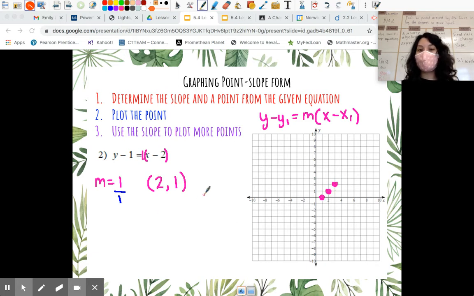And another thing I failed to mention in the previous example is to look at the sign of your slope. I have a positive slope here. So when I connect my points and read it left to right, my line should be rising because it's positive. That's something else that you'll want to check.